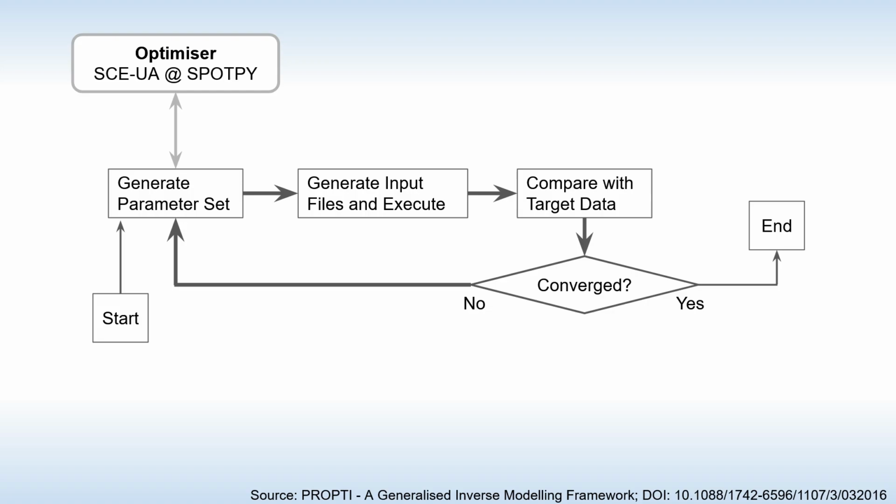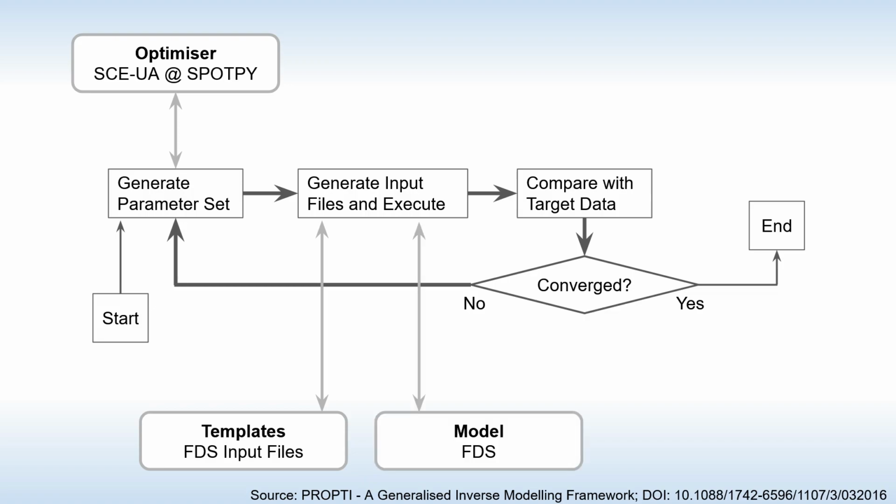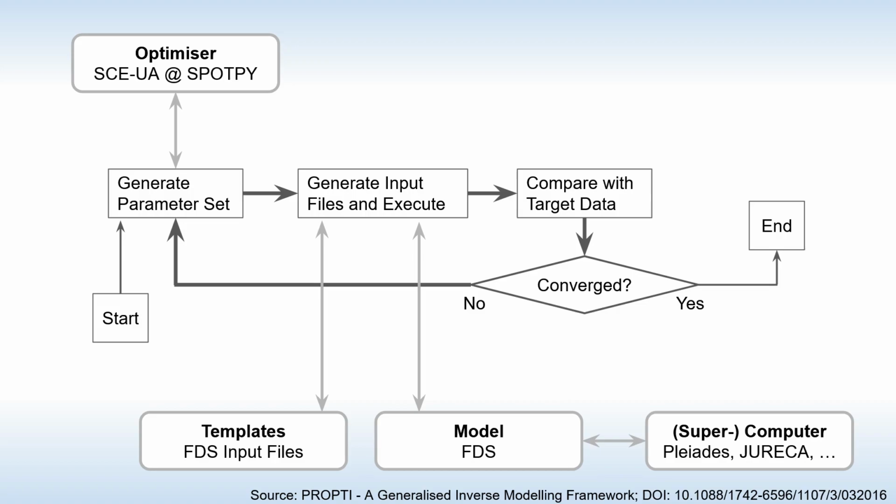In our case, we are using the shuffled complex evolution algorithm that is provided by the Python package SpotPy. With template files, we can provide the parameter sets to our model, which is the Pyrolysis Dynamics Simulator. The model will be run on some computer, preferably a supercomputer. With this, we can utilize many CPUs to run through all the parameter sets, because during an inverse modeling process, we typically generate thousands of parameter sets, which means we need to run thousands of simulations.